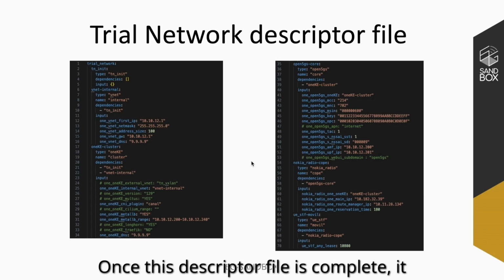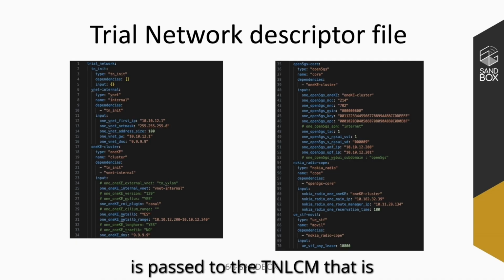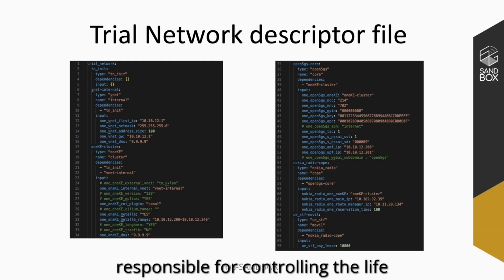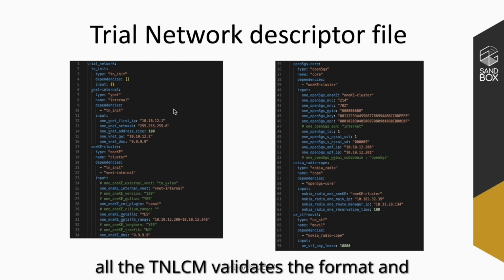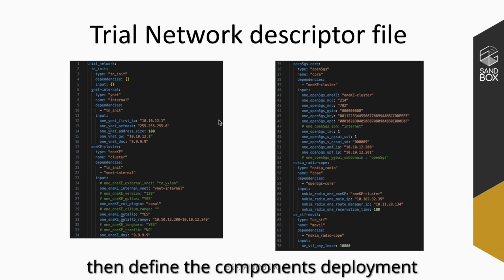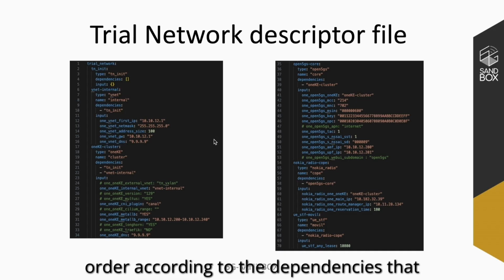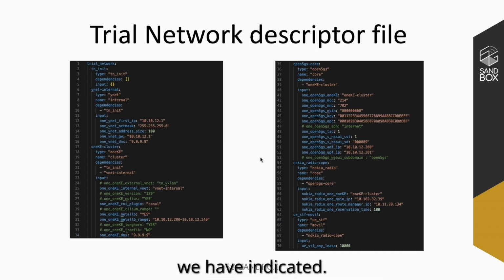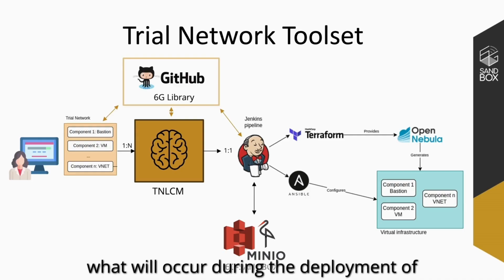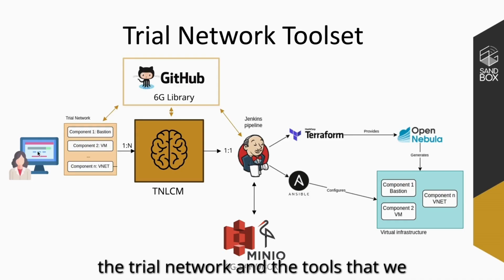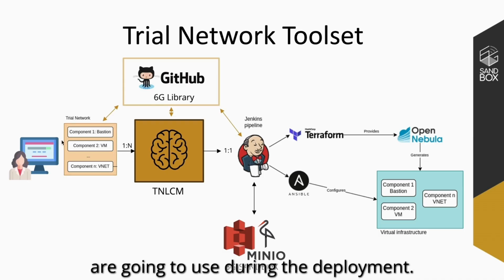Once this descriptor file is complete, it is passed to the TNLCM, which is responsible for controlling the lifecycle of the trial networks. First of all, it will try to validate the format and then define the components' deployment order, according to the dependencies that we have indicated. In this slide we can see the flow of what will occur during the deployment of the trial network and the tools that we are going to use during the deployment.